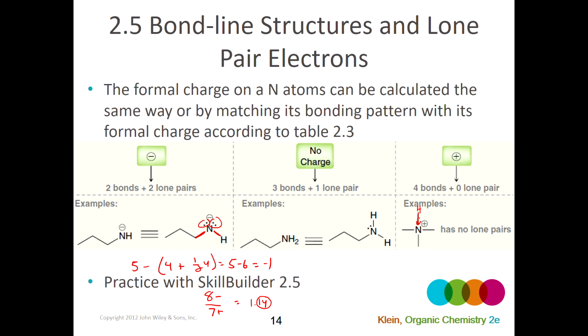So you want to get used to looking at nitrogen's formal charge when it has 4 bonds and 0 lone pairs. In that instance, if it has 0 lone pairs, it has 0 electrons assigned to it only, and it has 8 that it's sharing, so half of those 8 will count toward its charge, and that's how I get a +1 in the formula.